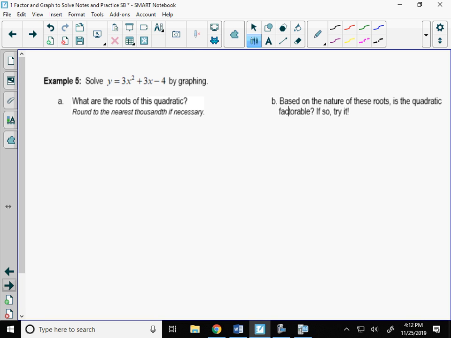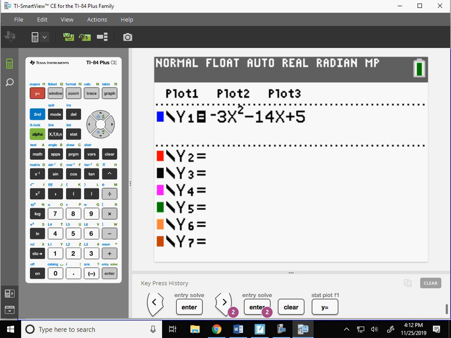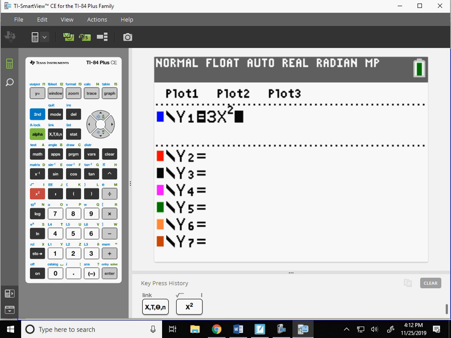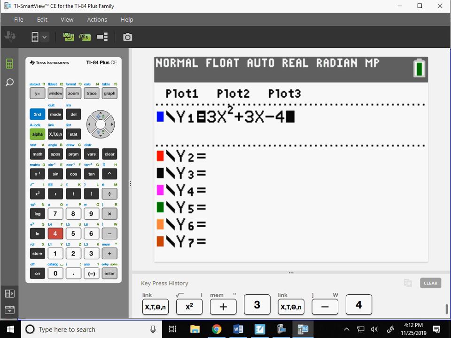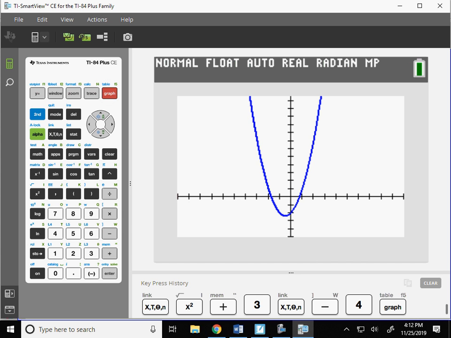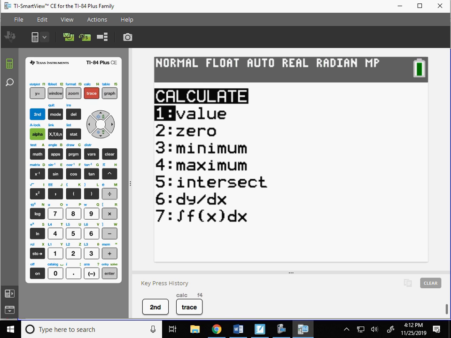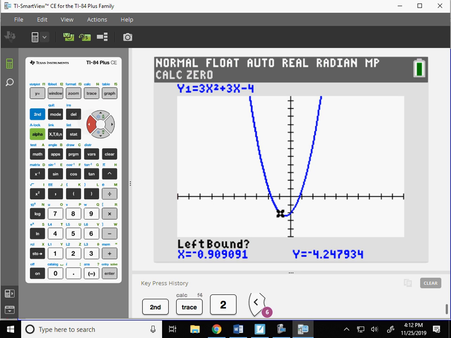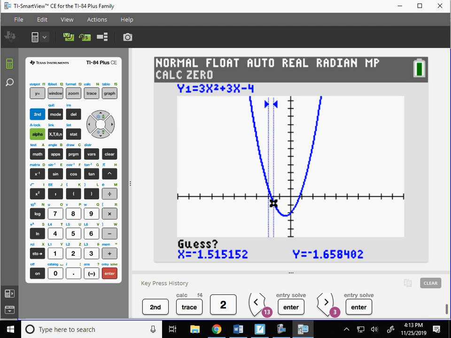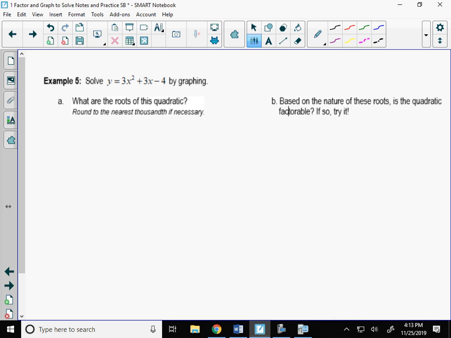3x squared plus 3x minus 4. Let's graph this. All right, 3x squared plus 3x minus 4. So let's graph it. They're not at whole numbers, but they could still be nice decimals. So let's trace our zeros. My left bound here is going to be a little bit above. Hit enter. Go a little bit below. Negative 1.758. That does not seem super rational to me. But we'll try the other one.